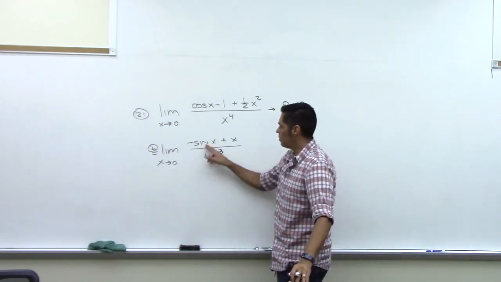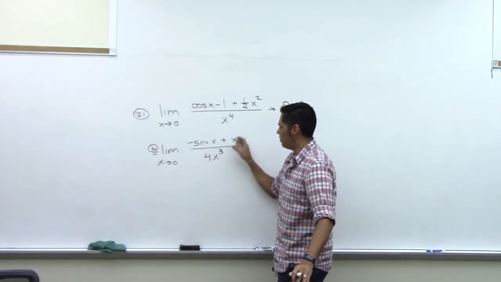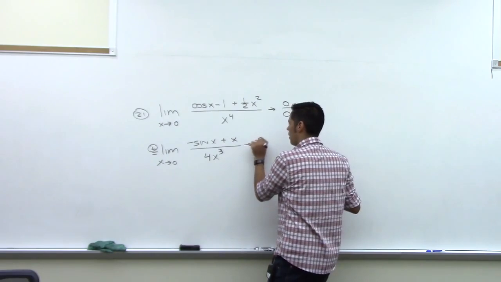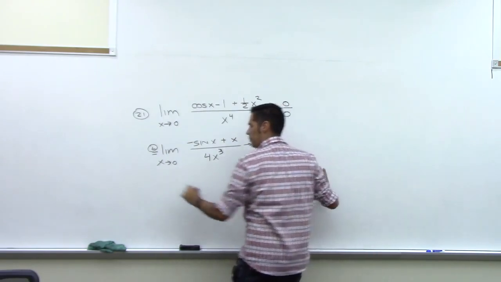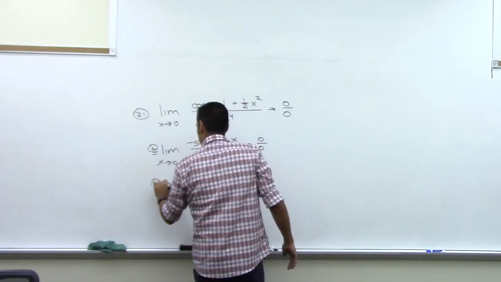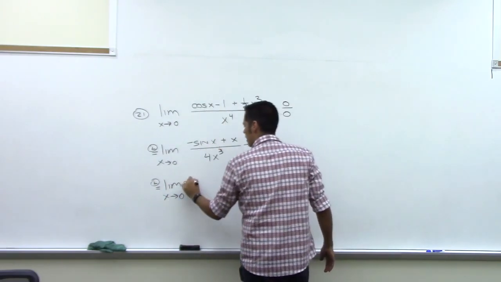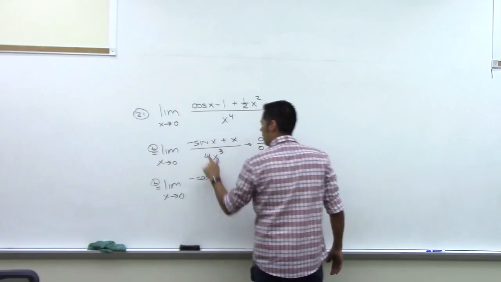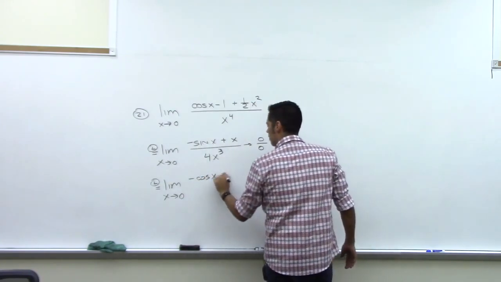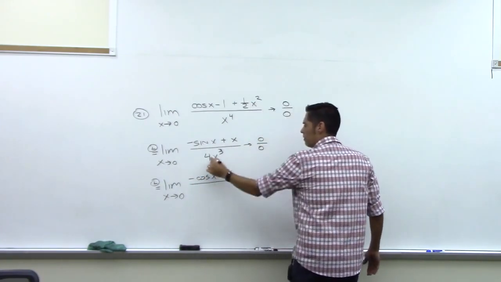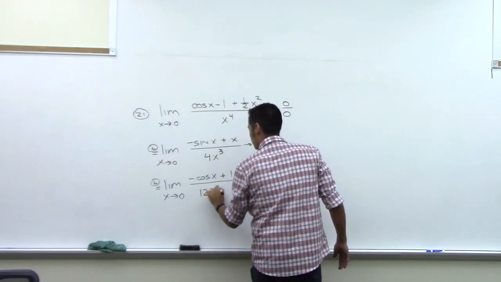Try it again. X goes to 0. Sine of 0 is 0. That's a 0. That's a 0. So I get 0 on top, and of course 0 on the bottom again. L'Hopital again. Limit as x goes to 0. Derivative of sine x is cosine x, but there was a negative out front. Derivative of x is 1. Derivative of 4x cubed is 12x squared.